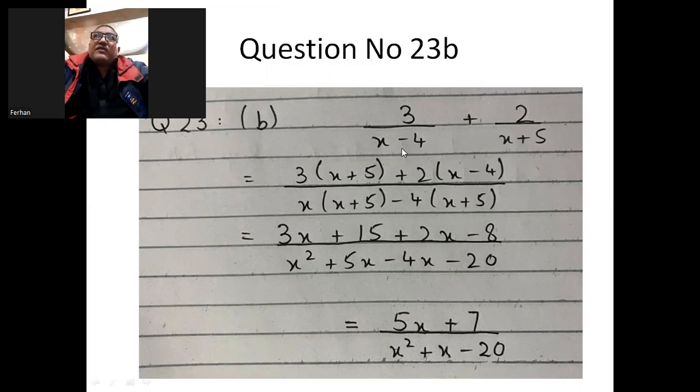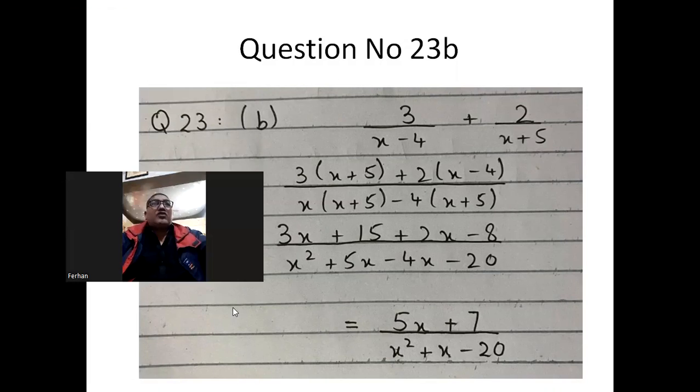in both these brackets will be the LCM. This will be multiplied with x plus 5. This will be multiplied with x minus 4. So upstairs you will have 3x plus 15 plus 2x minus 8. Downstairs, these two, when they will be in the LCM, they will multiply with each other. So this is how you write it. So you will have x squared plus 5x minus 4x minus 20 downstairs. Upstairs you will have 5x plus 7. Downstairs you will have x squared plus x minus 20. So this is how you will do your question number 23B part.